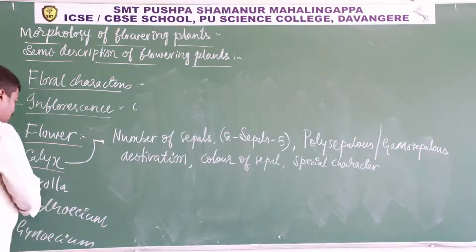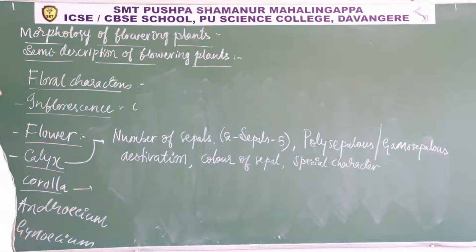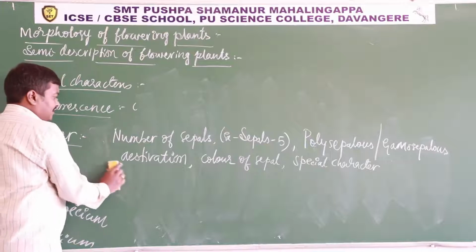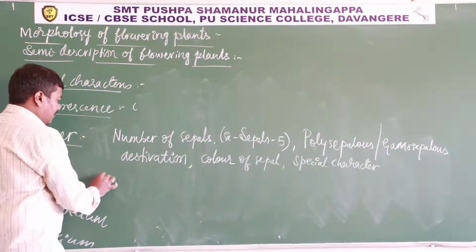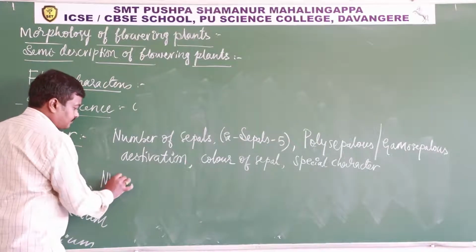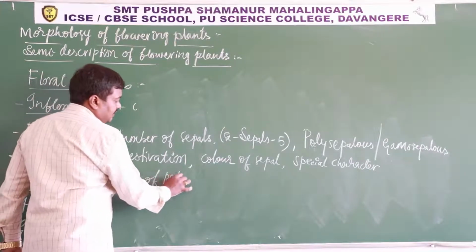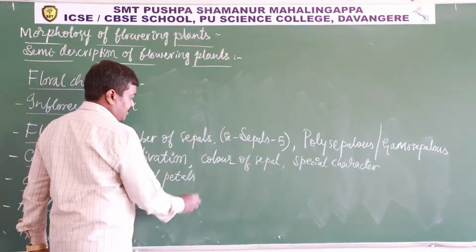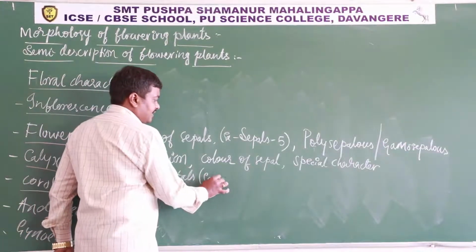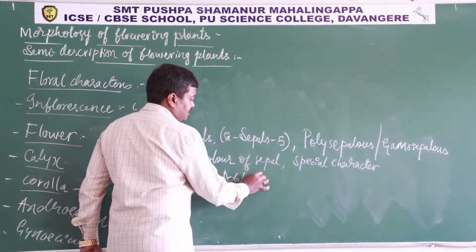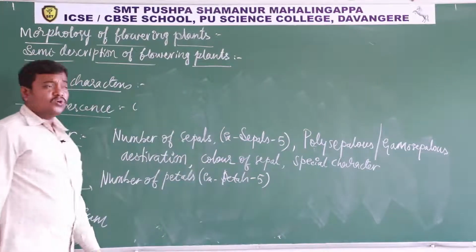Okay, so next, come to the corolla. What are the characters you wrote for this calyx? The same thing is applicable to corolla as well. So the same characters apply to corolla. Number of petals, how many petals there are, the same thing, for example petals 5, like that you need to write.